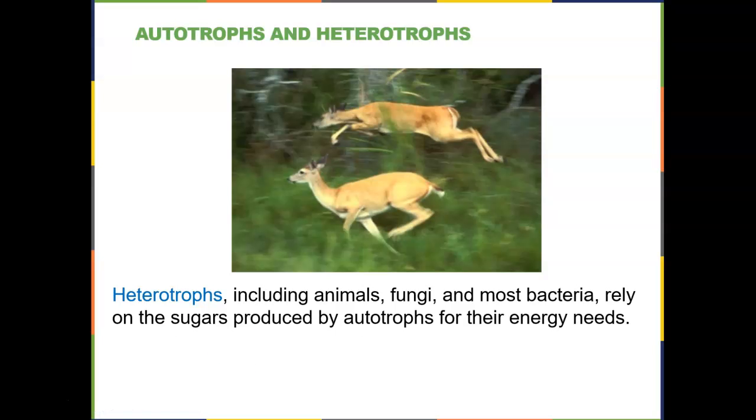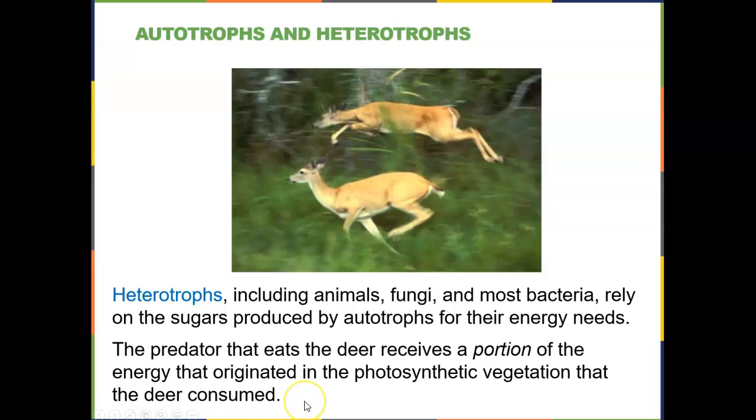There is also a class of living organisms called heterotrophs. Heterotrophs cannot make their own food, and they rely on consuming the autotrophs to supply their energy needs. So this includes animals, fungi, and most bacteria. Now, the predator that eats the deer in the picture above gets a portion of that energy that was created during the photosynthesis reaction that occurred in the plants that the deer actually ate.